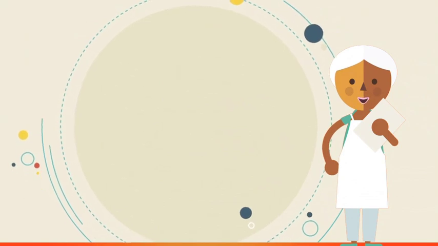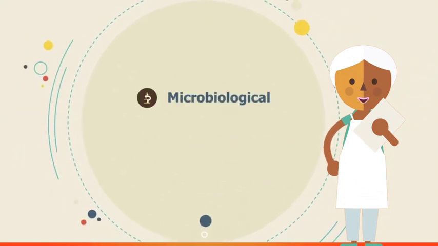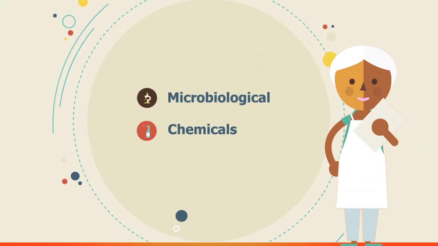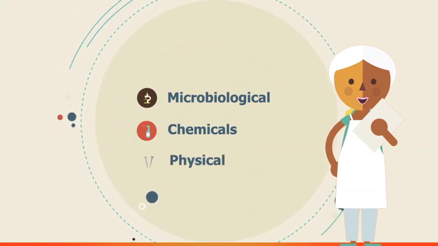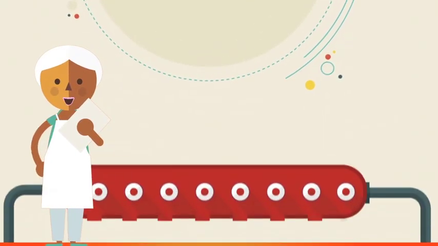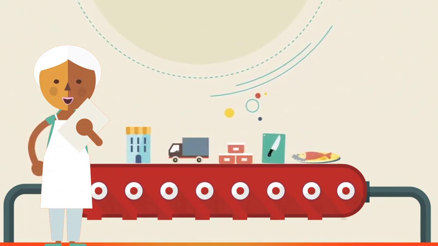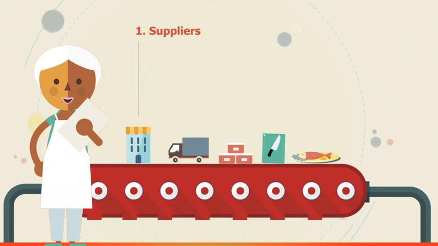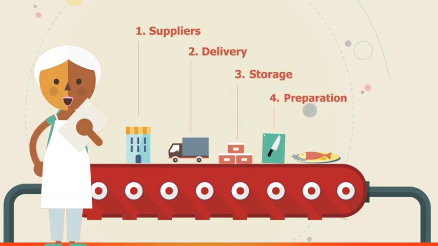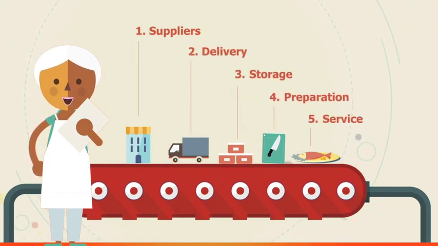As we already saw, there are 3 hazards: microbiological danger, chemical danger, and physical danger. Within the second principle of HACCP, we see 5 points which must be monitored closely as they may impact food safety: suppliers, delivery, storage, preparation, and service. Let us see monitoring examples for each of these 5 points.